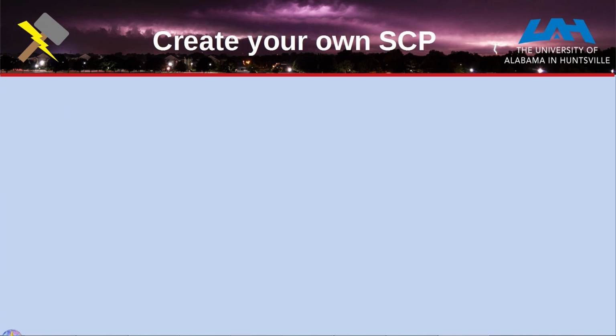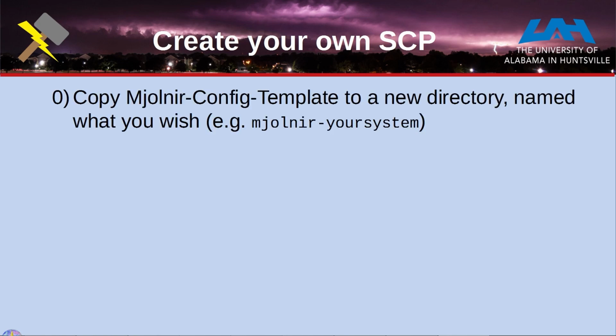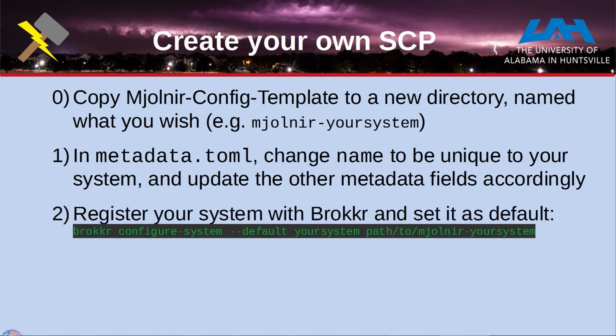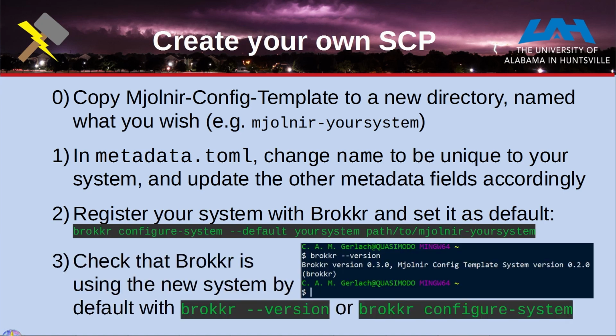Let's say you wanted to create your own system configuration package. Well, that's easy too. First, you can just copy a Mjolnir config template to a new directory, named whatever you wish. Then, in the metadata.toml in that directory, change the name field to be unique to your system and update the other metadata fields accordingly. Register your system with Brokkr and set it as the default, just like we did before, but with the default switch. And finally, check that Brokkr is actually using the new system by looking at the output of Brokkr --version or Brokkr configure system.